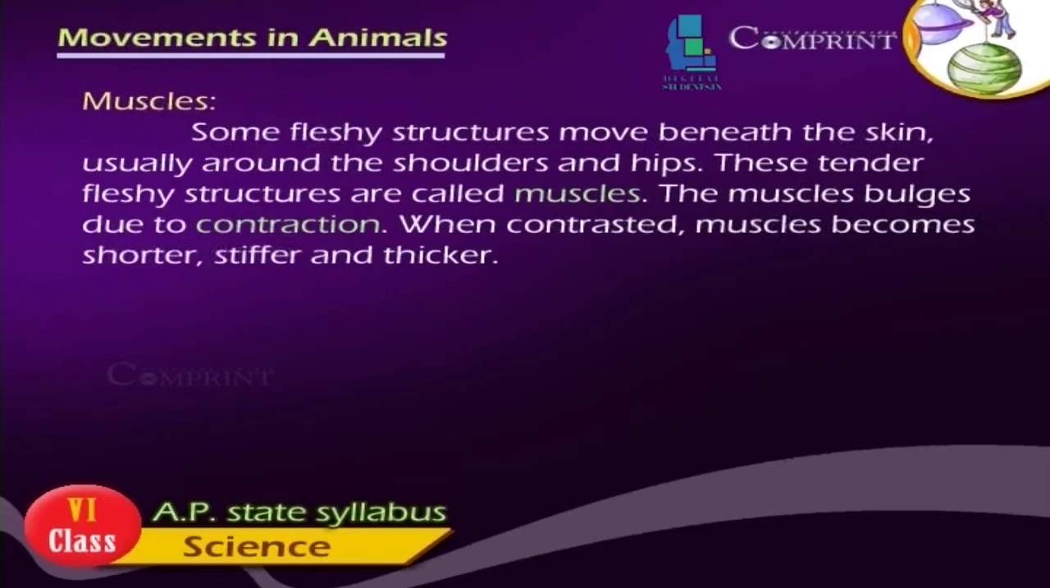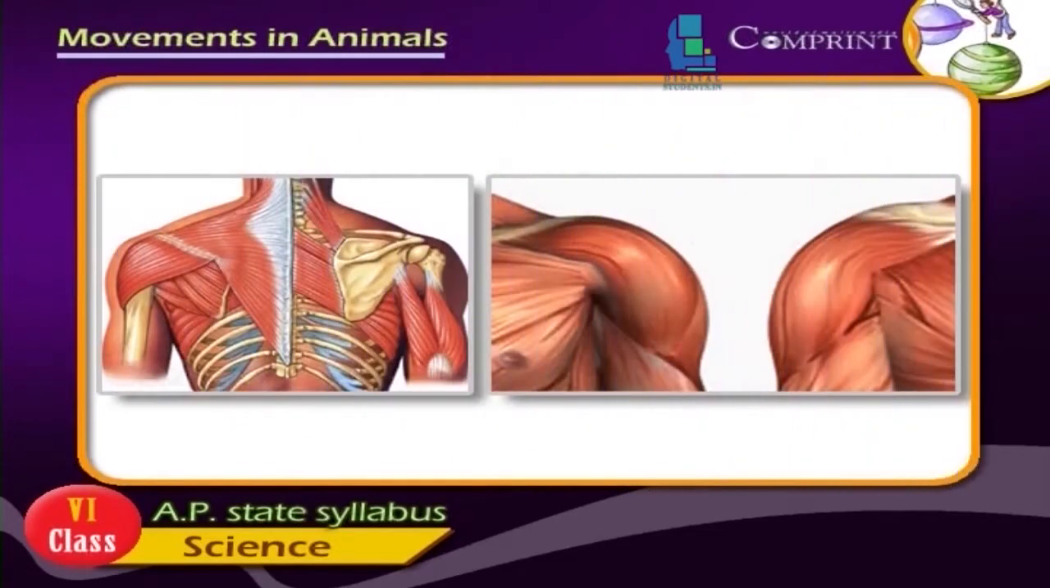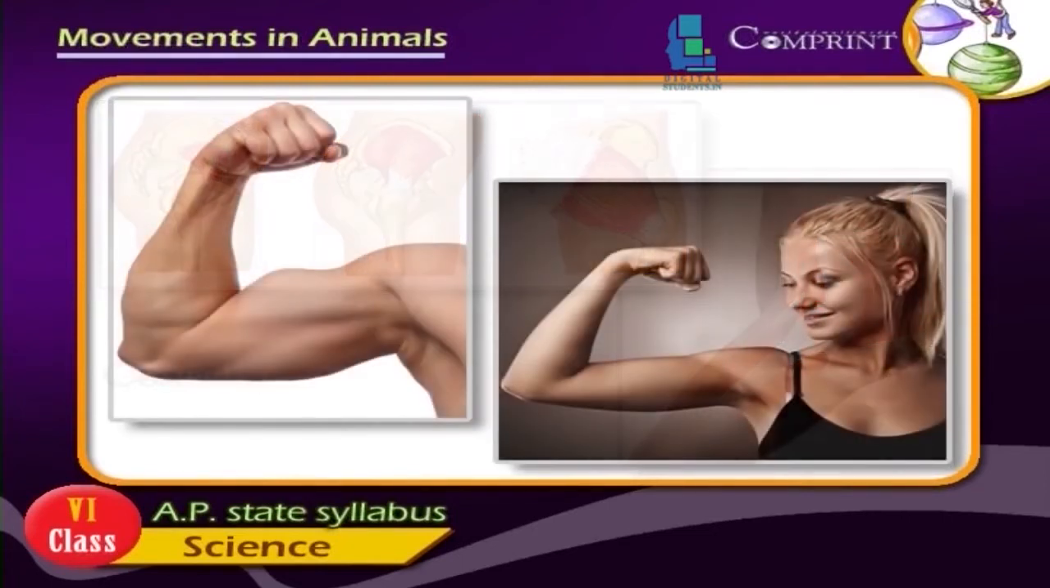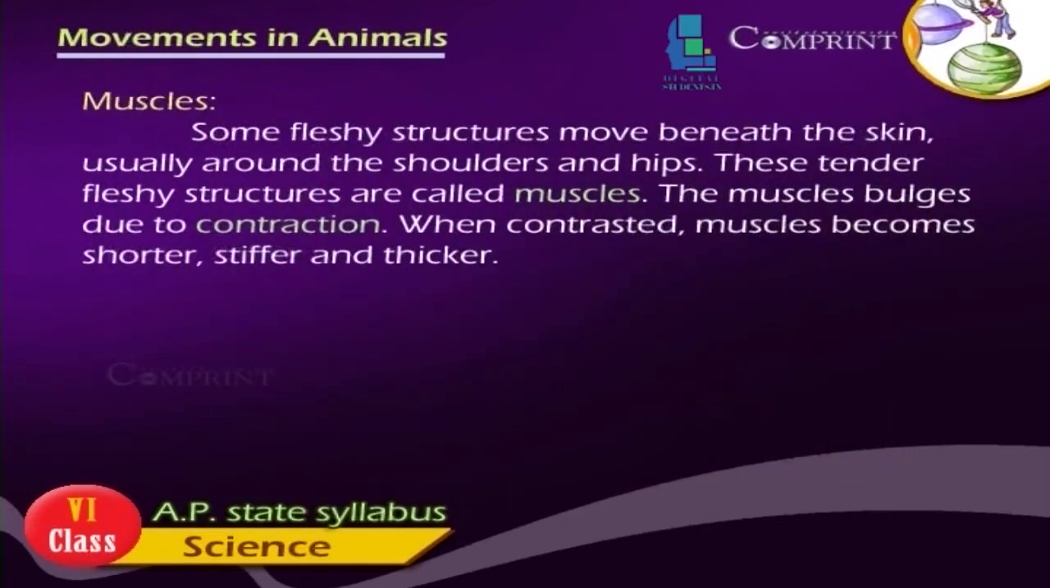Muscles. Some fleshy structures move beneath the skin, usually around the shoulder and hips. These tender fleshy structures are called muscles. The muscles bulge due to contraction. When contracted, muscles become shorter, stiffer and thicker.